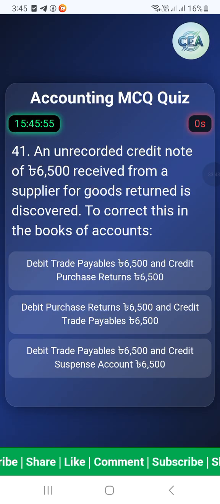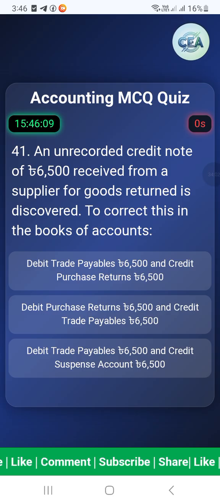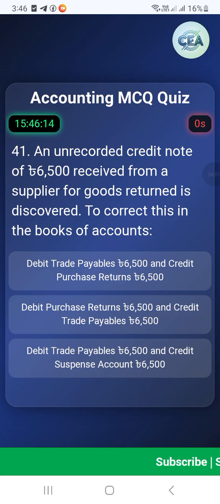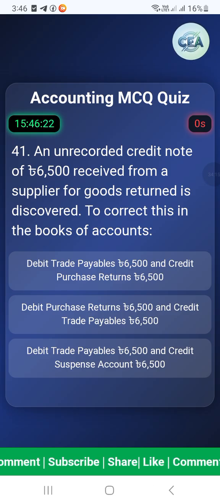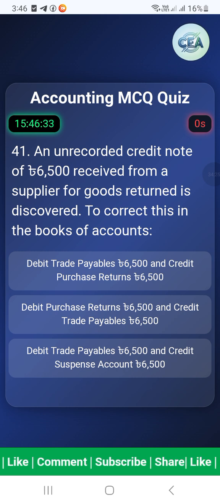41. An unrecorded credit note of 6,500 takas received from a supplier for goods returned is discovered. To correct this in the books of accounts. Option 1. Debit trade payables 6,500 takas and credit purchase returns 6,500 takas. Option 2. Debit purchase returns 6,500 takas and credit trade payables 6,500 takas. Option 3. Debit trade payables 6,500 takas and credit suspense account 6,500 takas.